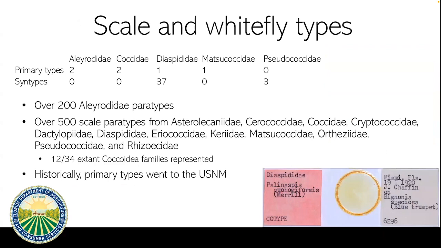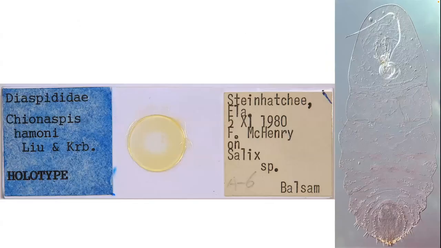So we have about 700 paratypes of coccoidea and aleyrodidae, not a ton of primary types. And this is because historically primary types have been given to the USNM, but we're trying to encourage more primary types to stay at FSCA. Here's just a cool example of one of our holotypes. This is an armored scale and you can see what she looks like on the slide, that little speck on the slide.